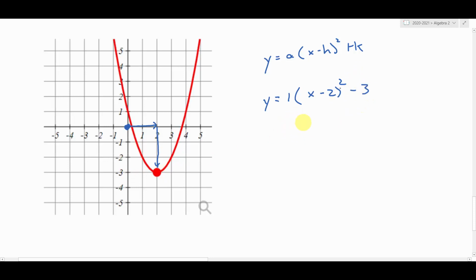Another common mistake that I saw in the quiz you might want to pay attention to, a lot of you guys forgot your exponent on the parentheses. Without that exponent being a 2, you would not get a parabola on the graph. So it's important that you include that.